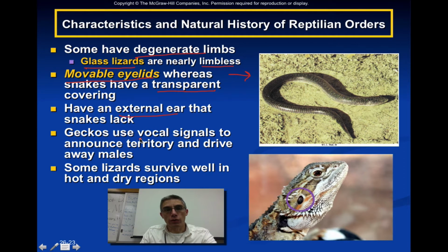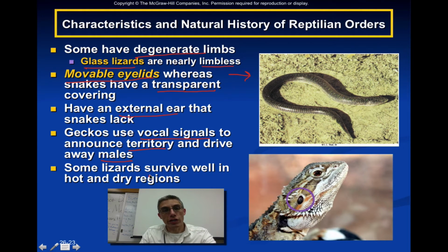Geckos are a group of lizards that actually do use vocal signals to announce territory and possibly to drive away males. In fact, the tokay gecko that we have in my classroom, if you tend to irritate it a bit, it will sort of bark at you, which kind of demonstrates those vocal abilities of this group.